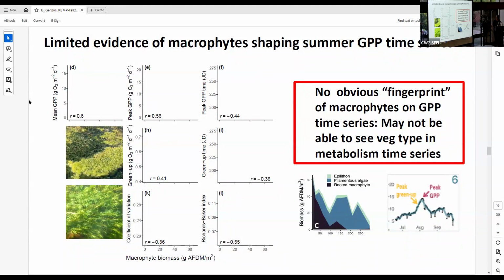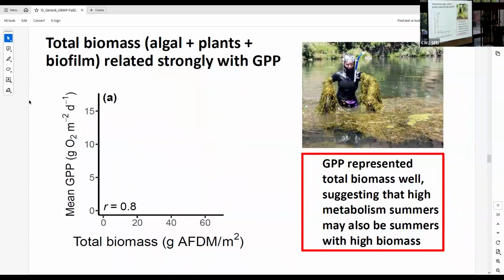to understand what's growing. But we did find that total biomass, so that's the cumulative biomass of the filamentous algae, the aquatic plants, and those biofilm layers, related really strongly with gross primary productivity. Again, I had really pretty colored dots here, but there was a positive correlation where total biomass increased nicely with mean primary productivity with an R-squared value of 0.8. And so the fact that GPP represented total biomass well suggests that summers that have high metabolism may also pretty strongly indicate that there's high biomass occurring.